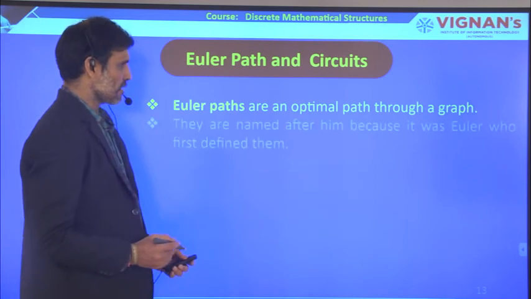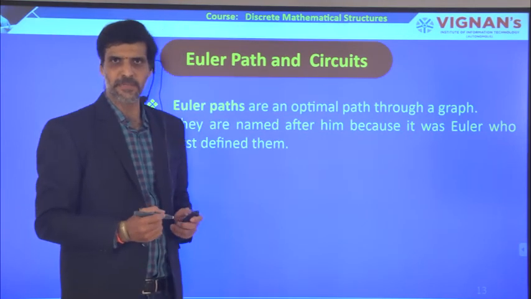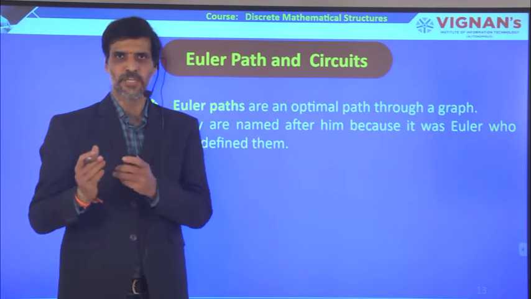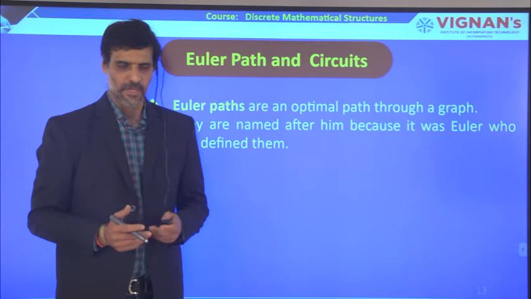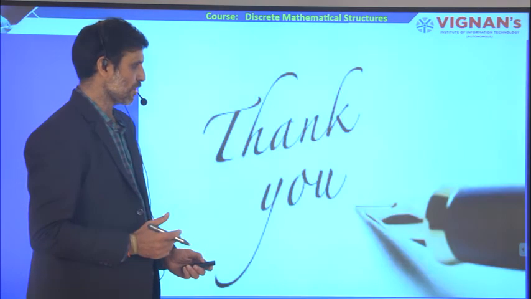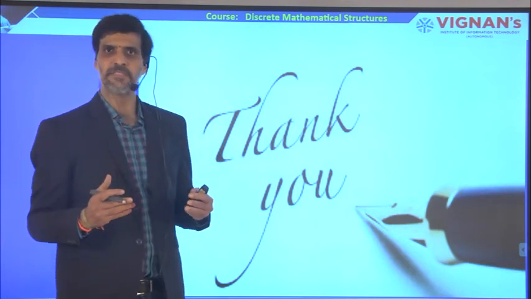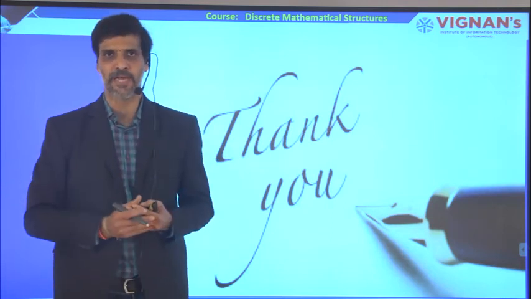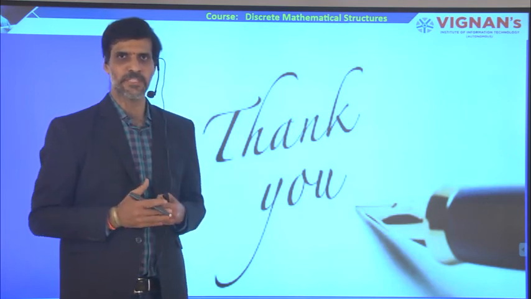We'll discuss quickly what are Euler path and circuit. The next important terms, as I told you, are Euler path and Euler circuit, Hamiltonian path and Hamiltonian circuit. In the next class we are going to discuss all these. In this lecture we have defined some important terms before we discuss two important graphs, Euler and Hamiltonian graphs.